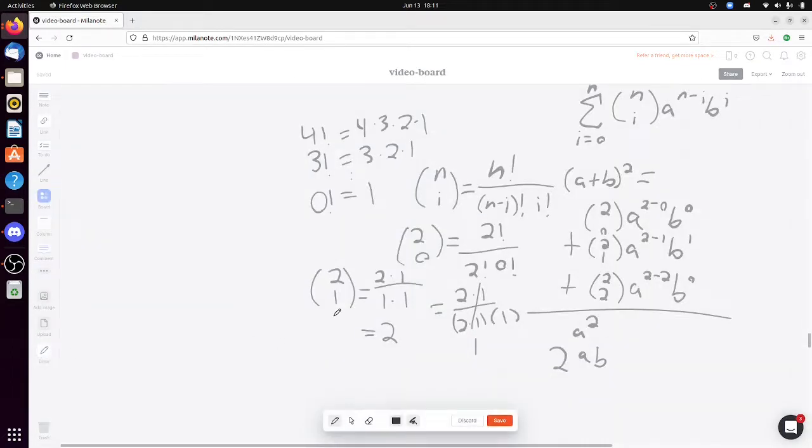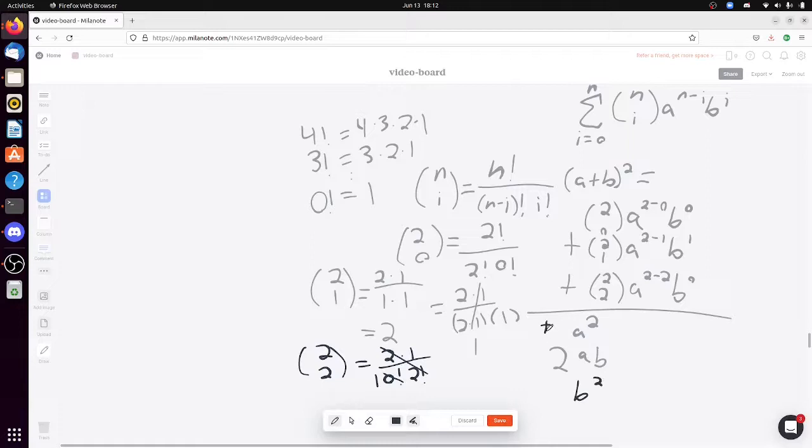So for the last one, i is 2, which gives 2 factorial over 0 factorial, times 2 factorial. Remember 0 factorial is 1, so we have 2 over 2, which simplifies to 1. We get 1 times a to the 2 minus 2, or a to the 0. Anything to the 0th power is 1, and we're left with b squared.